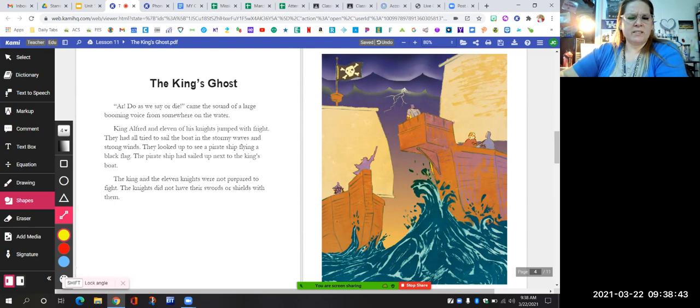"Arr! Do as we say or die." The sound of a large booming voice from somewhere on the water. King Alfred and 11 of his knights jumped with fright. They had all tried to sail the boat in the stormy waves and strong winds. They looked up to see a pirate ship flying a black flag. The pirate had sailed up next to the king's boat. The king and the 11 knights were not prepared to fight. The knights did not have their swords or shields with them.